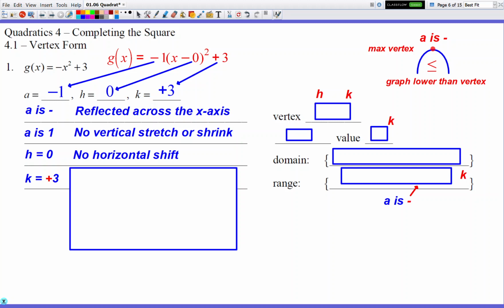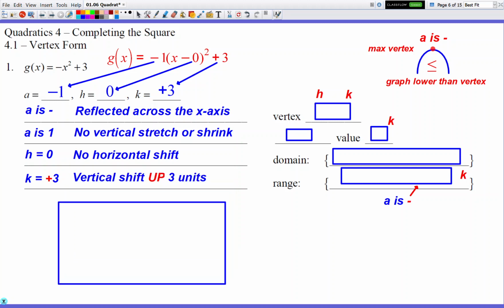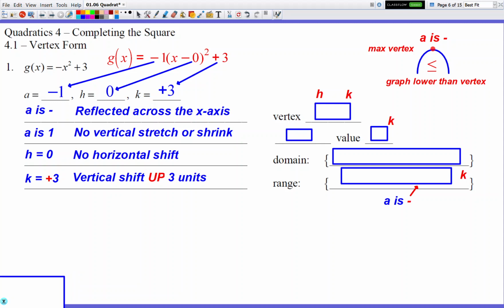Okay, so watch how the wording for this guy is going to be. Vertical shift up. Yeah, and the reason why it's up is because the plus sign is corresponding or relating or connecting to the word up. And the 3 just tells you how many units up we're going to go. So vertical shift up 3 units. Okay, if this K said 0, we would say no vertical shift. If this K was -3, we would say vertical shift down 3 units.